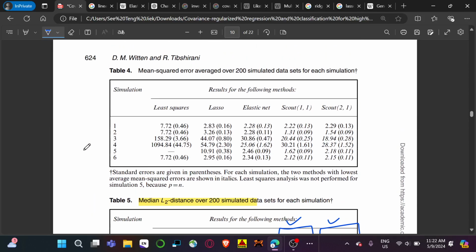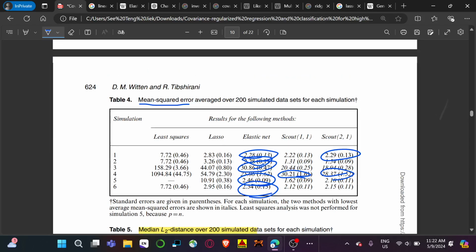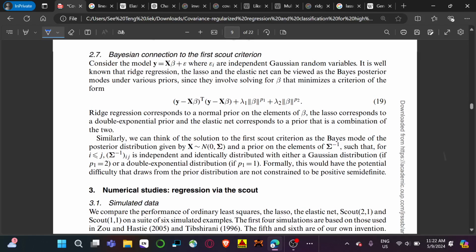And let's take a look at this one right here. That's the median L2 distance, but let's take a look at MSE, mean square error. So, okay, this one is higher. No, actually, this one is higher. This one is higher. These two are higher. This one's higher. And this one is higher. Yeah, I guess Scout works better for the simulation.